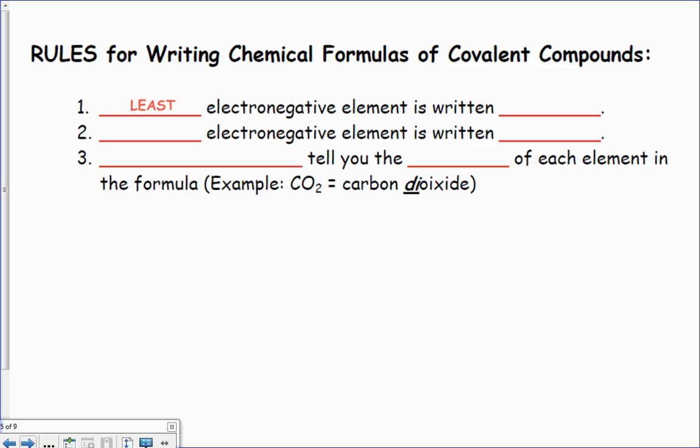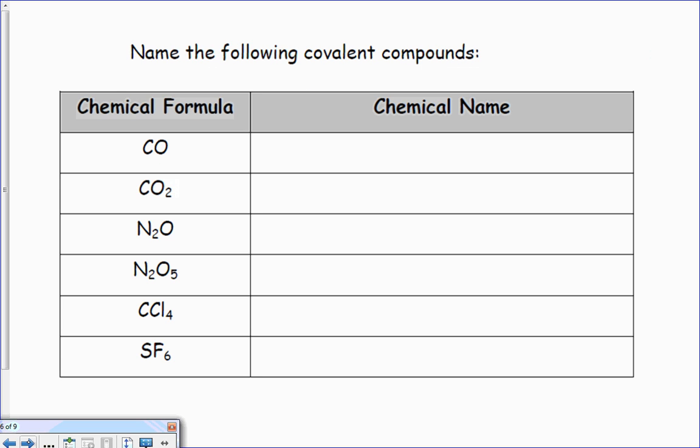So we always write the least electronegative element first, followed by the most electronegative element last. Subscripts tell you what the prefix is going to be in each element. So carbon dioxide. I have carbon, leave off the mono on the first. I have two oxygens. That's going to go to dioxide. Pretty quick. Of course, we're going to end in "ide," just like we did before.